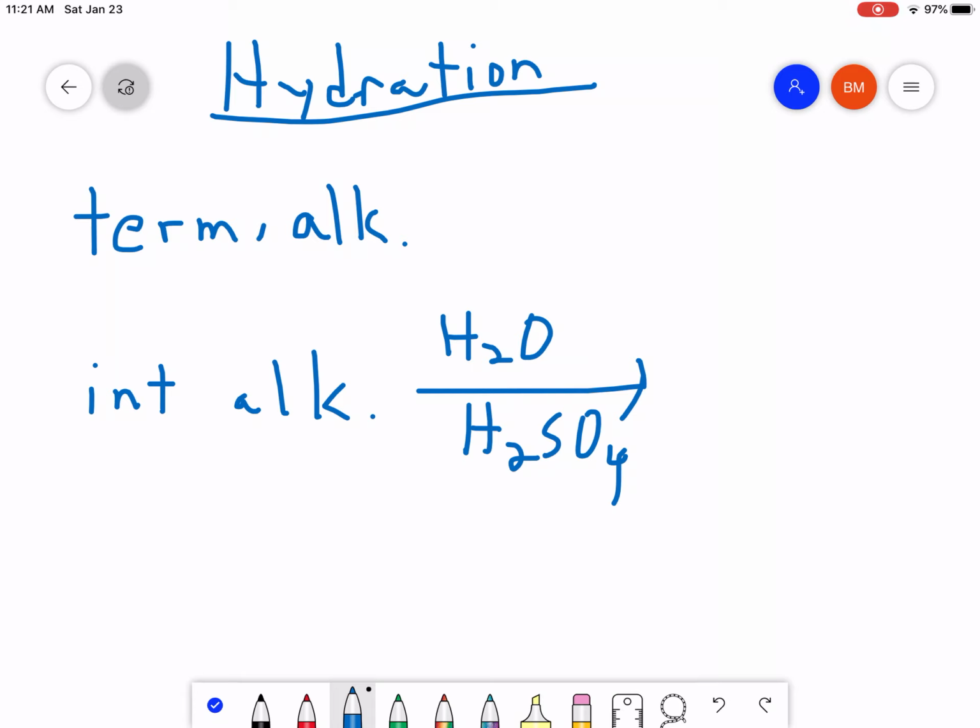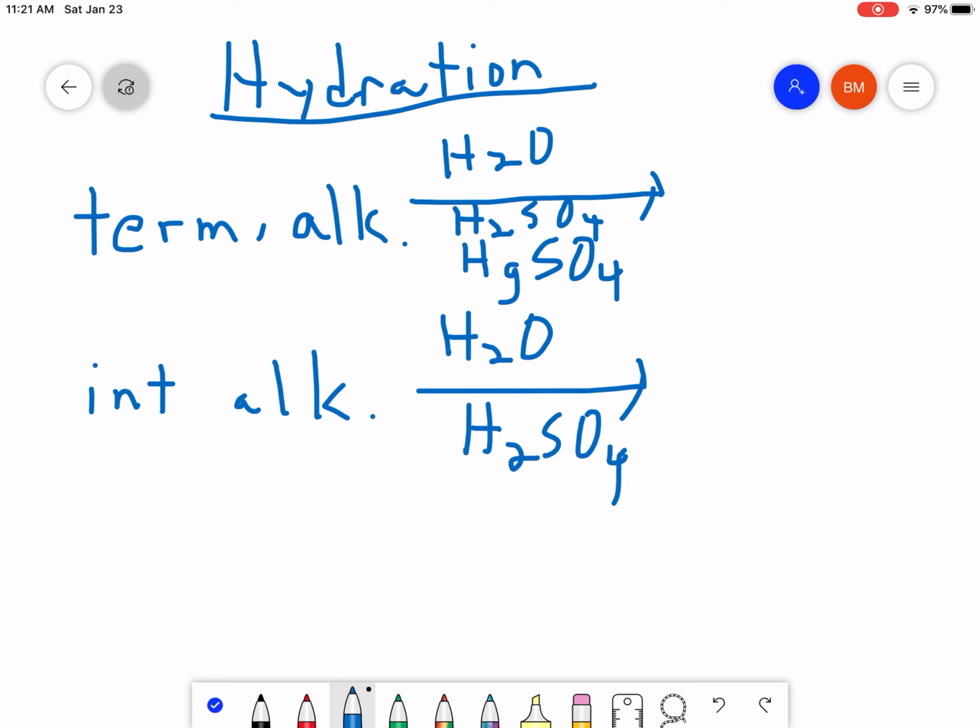Now, with terminal alkynes, it's a little bit different. You still need water, you still need sulfuric acid, but you also need an additional catalytic agent, an additional catalyst. And it's a mercury-based compound. HgSO4, mercury sulfate. So if you're doing a terminal alkyne hydration, you have to have all three of these, or the reaction won't work.